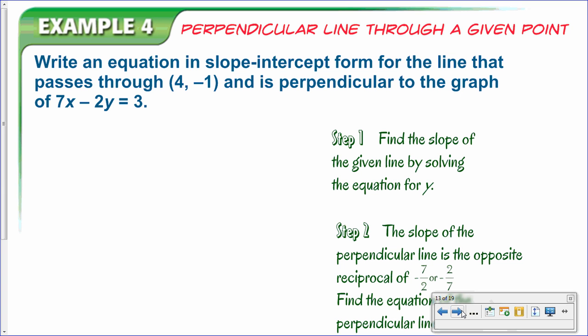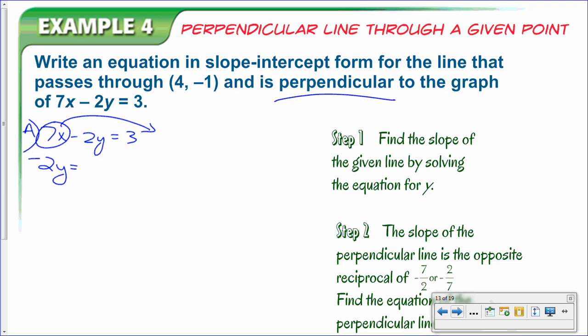Okay, this is probably one of the hardest ones that you'll have to do. Write an equation in slope-intercept form of a line that passes through (4, -1) and is perpendicular to the graph. Okay, if it's perpendicular, I gotta find the slope of this line, right? So move that over there. -7x plus 3 divided by -2.